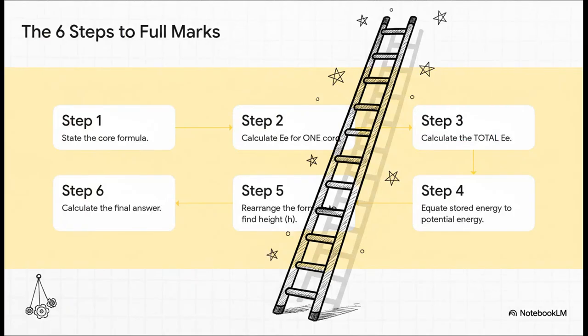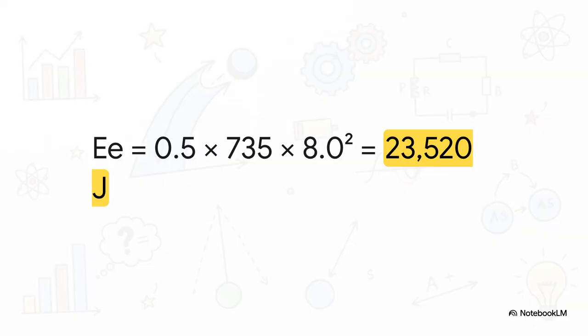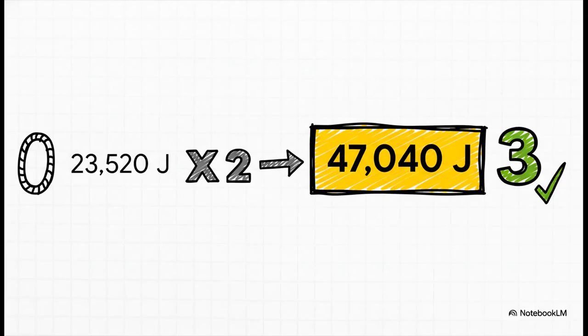To nail all 6 marks, we're going to follow a crystal clear 6-step plan. Think of it like climbing a ladder. Each step you complete correctly, that's another rung, another mark in the bag. So let's start climbing. Step 1 is just stating the right formula for elastic potential energy. Step 2 is plugging in the numbers for a single cord. We do the math, and we get 23,520 joules. And just like that, that's 2 marks down already. See? Not so scary.